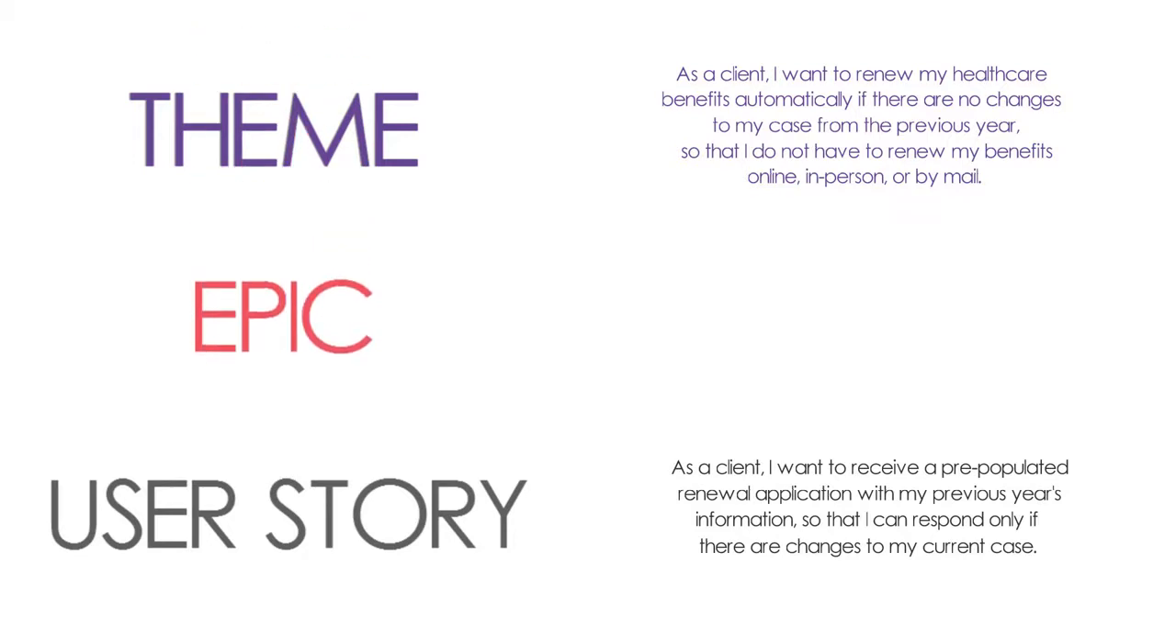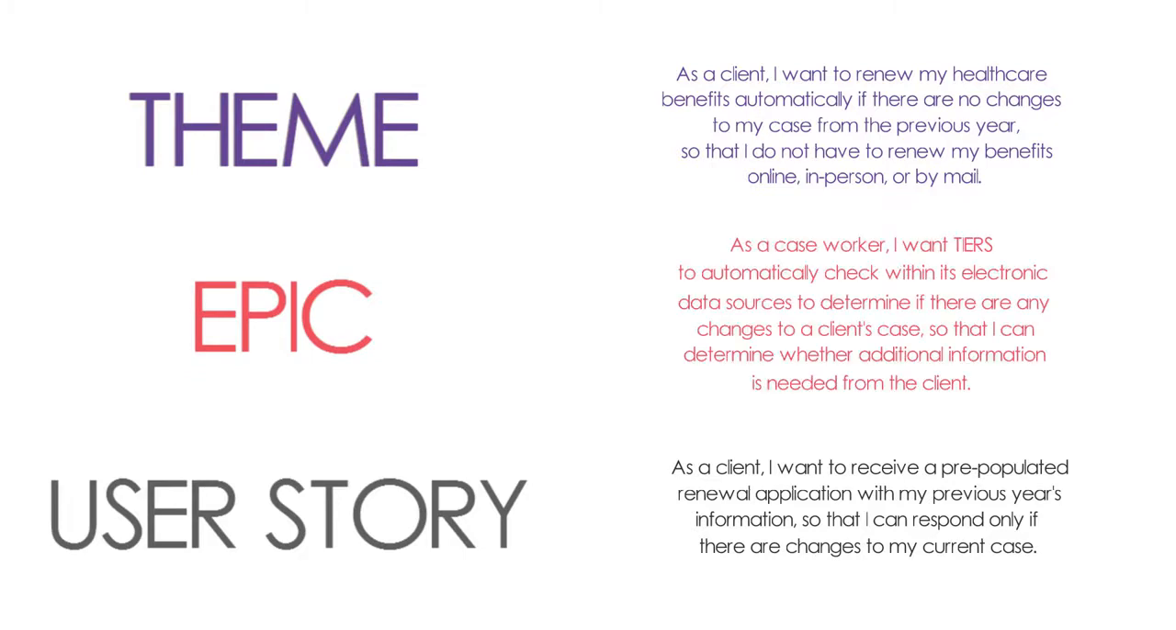And one epic we decomposed from the theme stated, as a caseworker, I want Tiers to automatically check within its electronic data sources to determine if there are any changes to a client's case so that it can be determined whether additional information is needed from the client. Our current user story, therefore, is broken down from the epic and addresses just one of the many components of the epic. Of course, it is important to note that simple verbiage alone is not sufficient to convey everything needed for a system capability or feature.